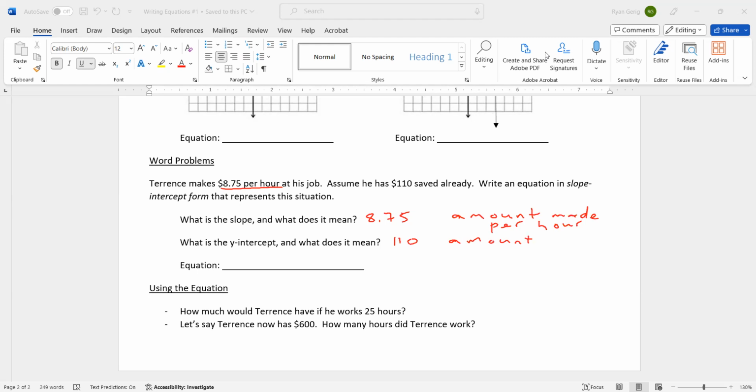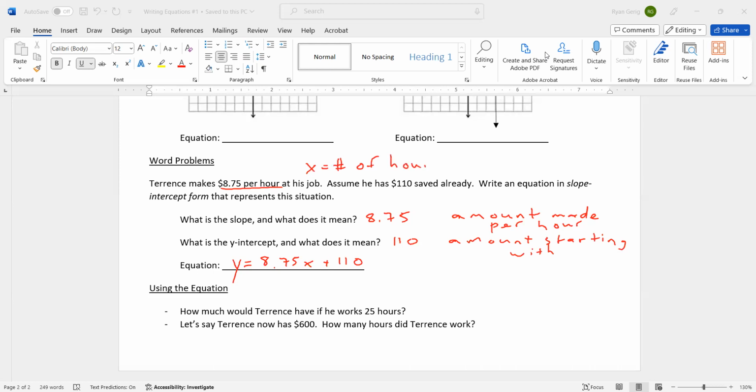So when x equals 0, now we got to talk about what x and y mean here in a second. Let me finish writing this. So when I write my equation, I've got y equals 8.75x plus 110. Now we got to talk about what x and y stand for, because they are variables and they still stand for something. We got to define those variables in this problem. So x, it's 8.75 per hour. So x is number of hours.